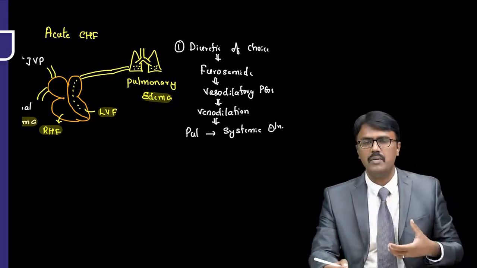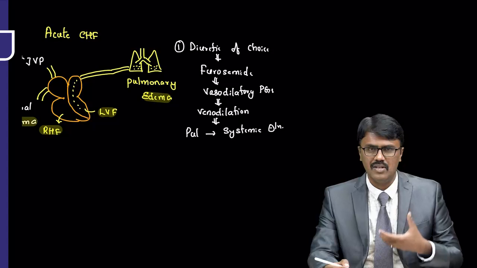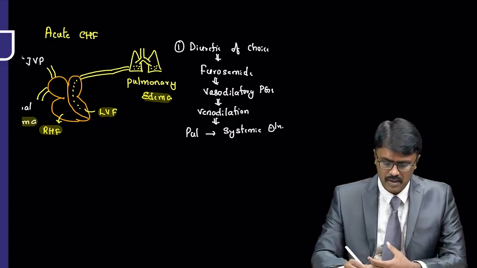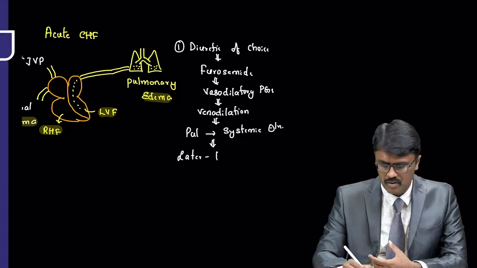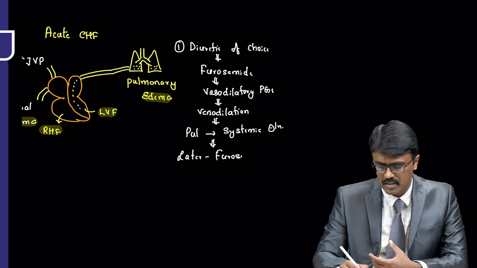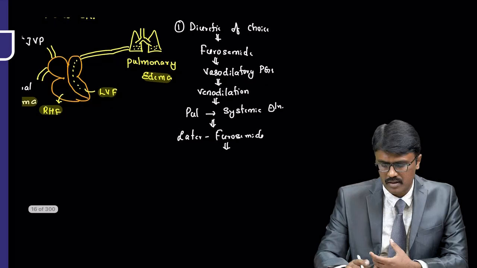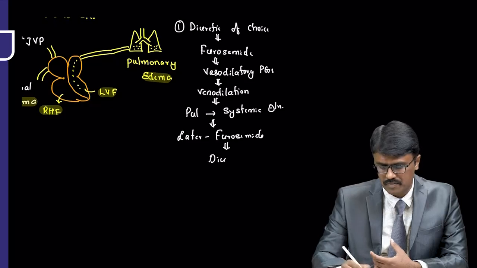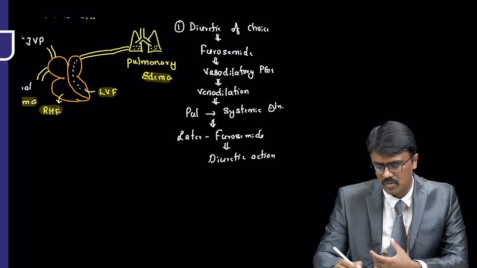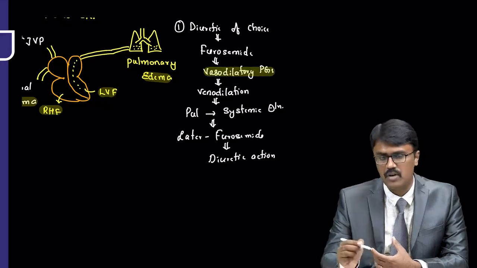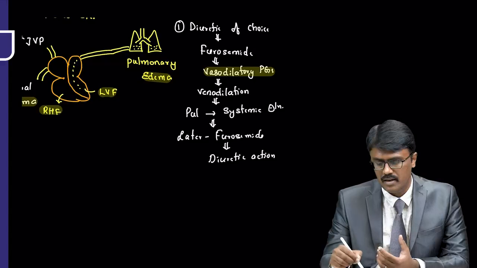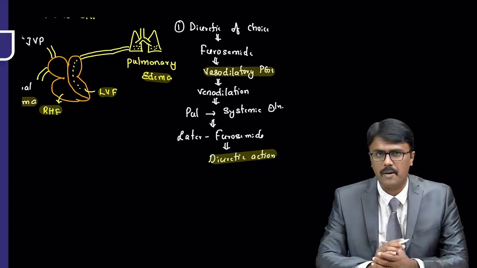When there is pulmonary edema, the patient will have difficulty in breathing, so the dyspnea comes down. And later, furosemide acts as a diuretic and removes the fluid. So later, the diuretic action comes into the picture and it removes the edema fluid. So please understand the major action of furosemide in pulmonary edema is venodilation. Later, the diuretic action comes into the picture.